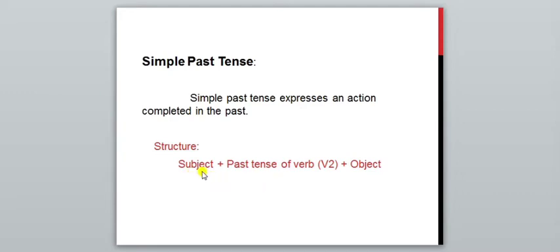Means subject plus past tense of verb. Here I have written V2. V2 means the past tense of the verb, plus object. This is the structure of simple past tense. By using this structure, you can make a lot of sentences of simple past tense. So you have to always remember this structure: subject, past tense of verb plus object.